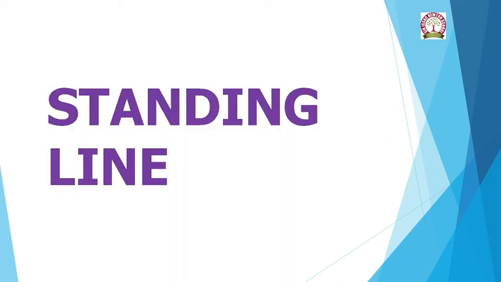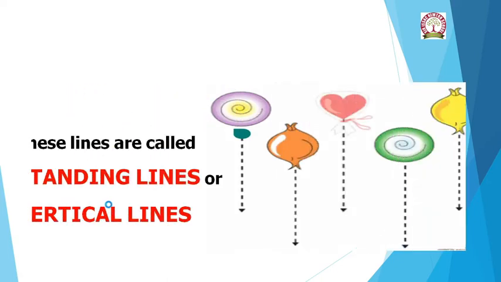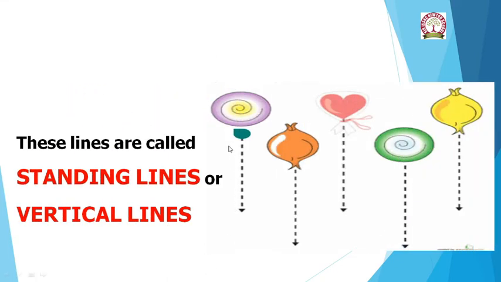Next, we are going to learn about standing lines. What is a standing line? You know how to stand. So, this line is called a standing line, or a vertical line.